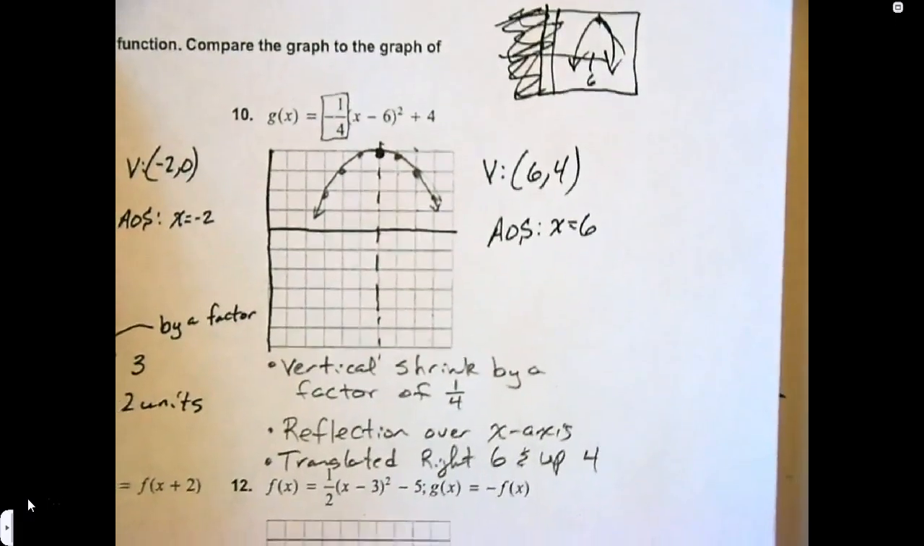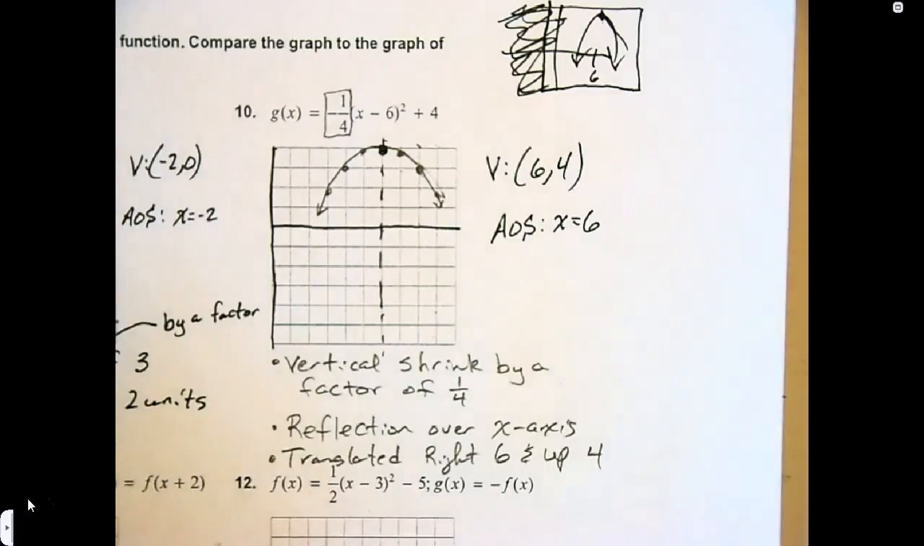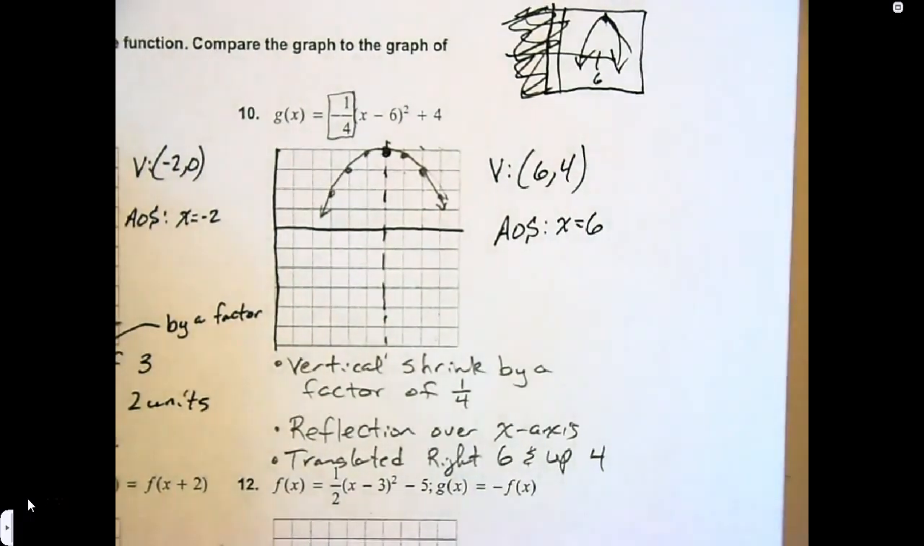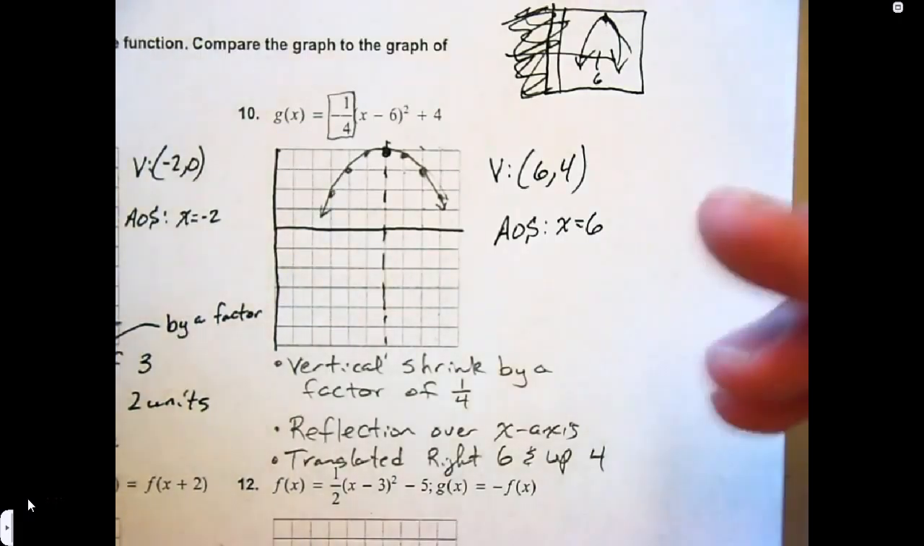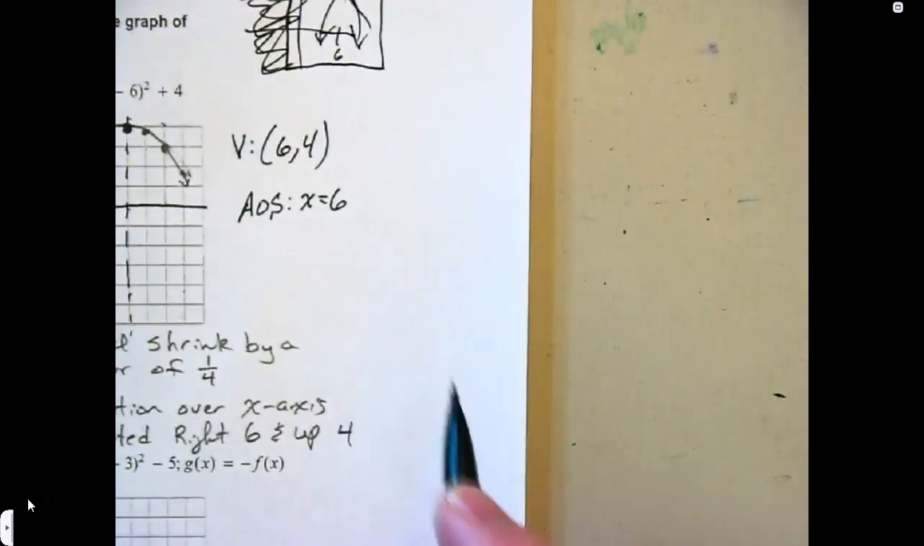Good. Translated right 6 and up 4. Well done. Please note that you have to put the reflection first before the translation. Otherwise, it's not up 4, right? Hey guys, that's a key thing when you're doing your test, especially if you're doing an online one. Think about what this is saying. Okay, so I'm going to do a quick sketch just over here.